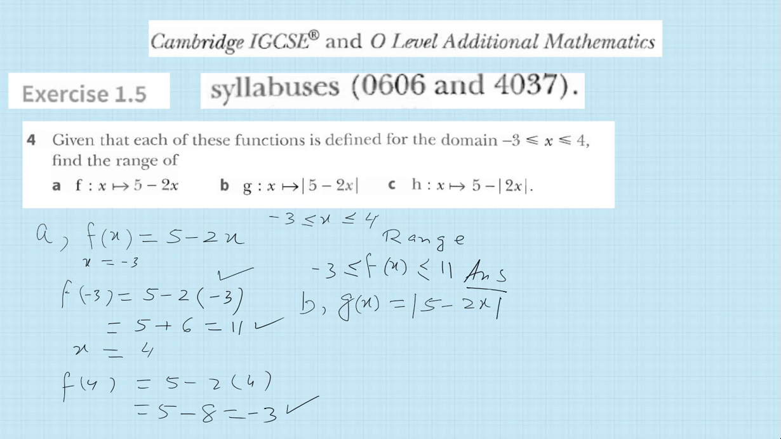So in this case, we have to find the range of the absolute value function g(x) equals the absolute value of 5 minus 2x. So how to find the range? Students, there is a shortcut to find the range. What is the shortcut? First, I will make some mistakes, for those students who practice this kind of question.